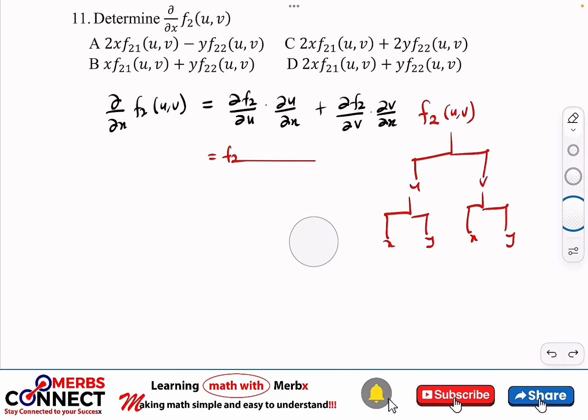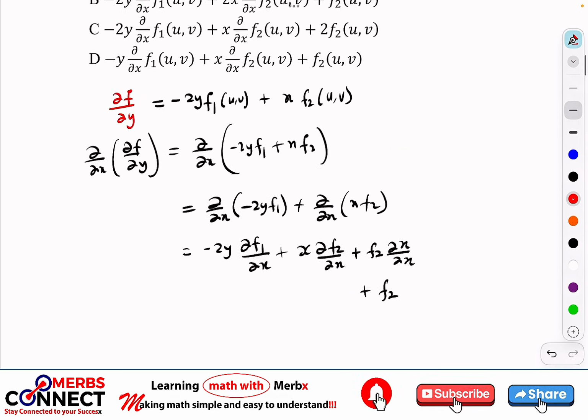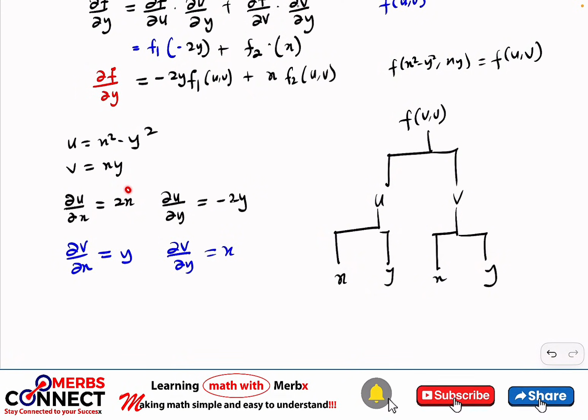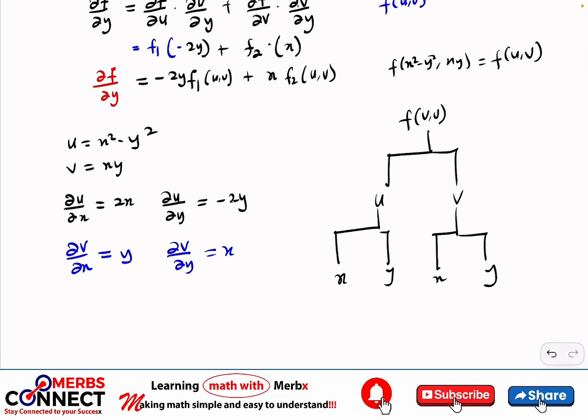Okay, I think I need to erase this. So if I have F2 and I'm differentiating with 1, which is V, which is U, I'm going to have F1. Oh, why is this happening? I'm going to have 1. Great. Now, what is U with respect to X? Let's go back. U with respect to X is 2X. And then this one is Y. So remember 2X and Y.